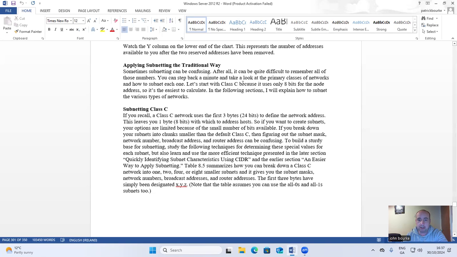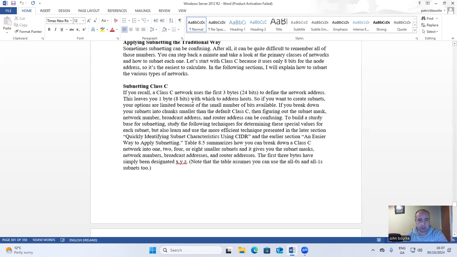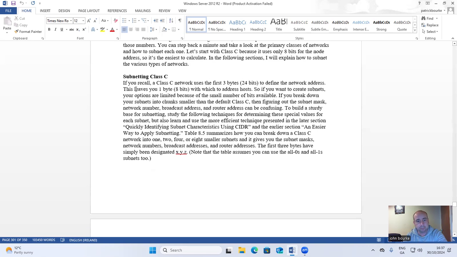You can step back a minute and take a look at the primary classes of networks and how to subnet each one. Let's start with Class C because it uses only 8 bits for the node address, so it's the easiest to calculate. In the following section, I will explain how to subnet the various types of networks. Subnetting Class C. If you recall, a Class C network uses the first 3 bytes, 24 bits, to define the network address. This leaves you 1 byte, 8 bits, with which to address hosts.